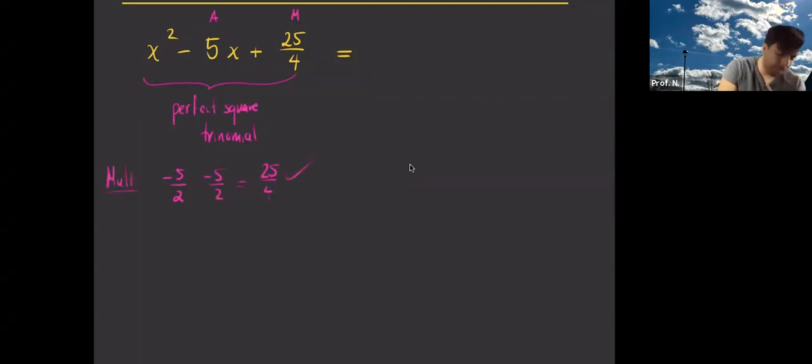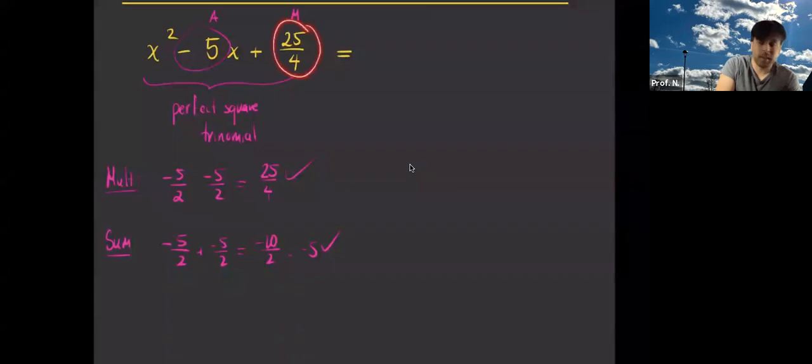Now, how about the sum part? What happens when we sum them together? What's -5 over 2 plus -5 over 2? Isn't that -10 over 2? But isn't that -5? And isn't that the middle number there? Isn't it? And isn't that exactly what we do when we factor trinomials? If possible, we find two numbers that multiply to the constant but add to the middle term, which is exactly these numbers, -5 over 2.